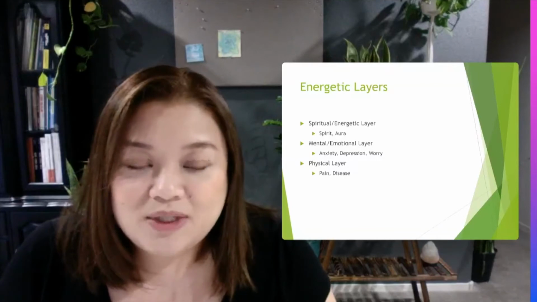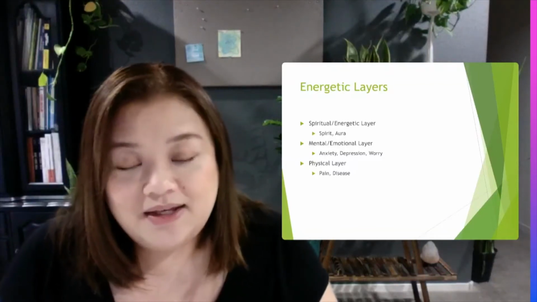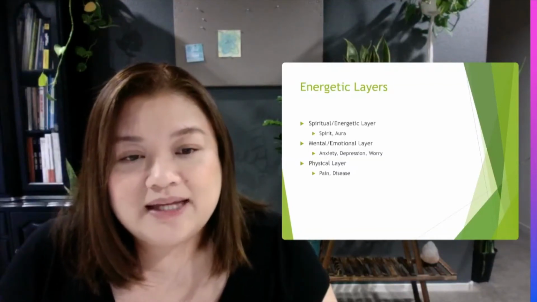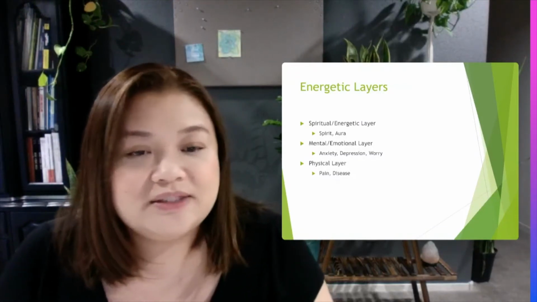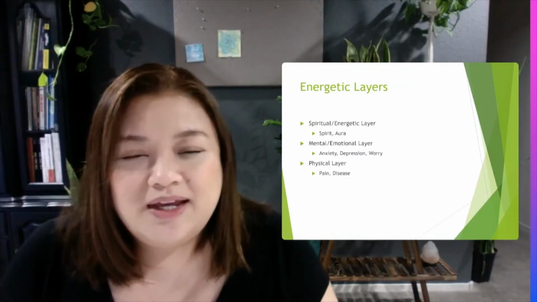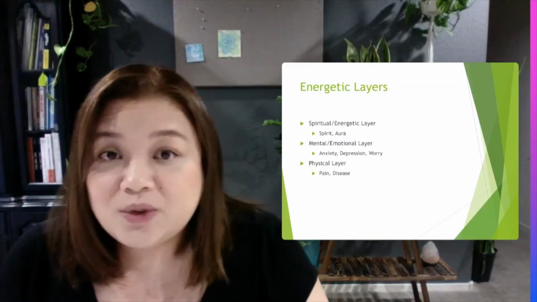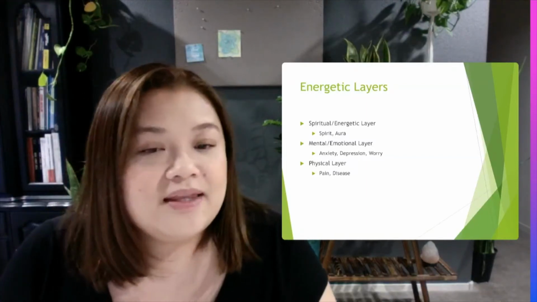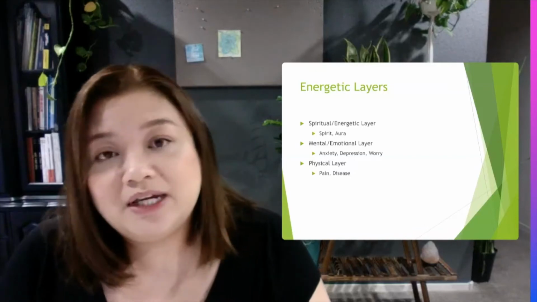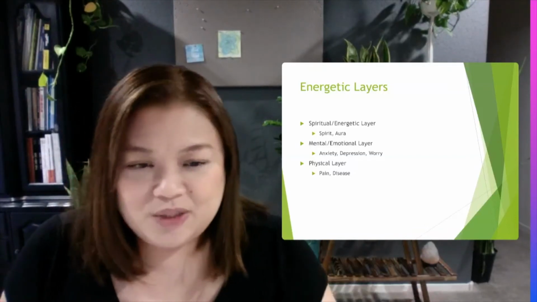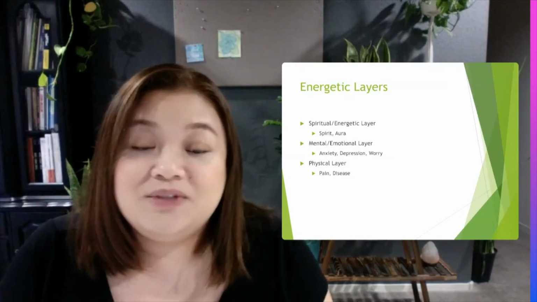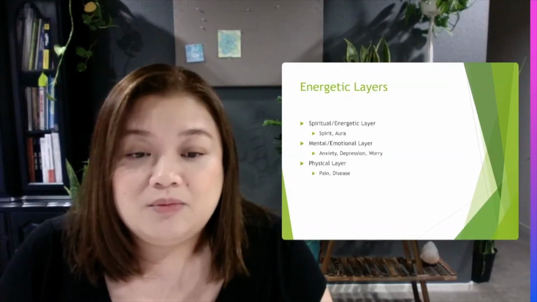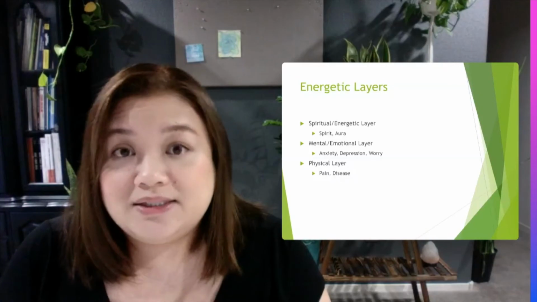Another thing to know with Chinese medicine theory is that they believe that the body has different energetic layers. So the first layer is the spiritual energetic layer, and you can think of this as your spirit or your aura. And then next we have the mental emotional layer. And so these are the emotions: anxiety, depression, worry. And then we have the physical layer. So in the physical layer, we get pain and disease.